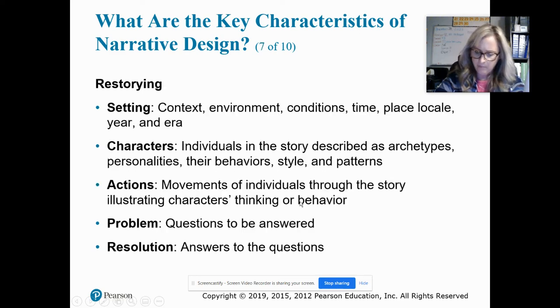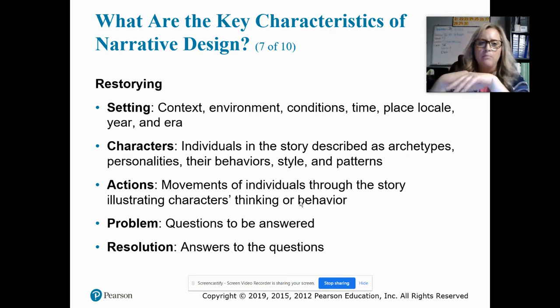Okay. Now, there's different ways that you can organize all of this information, and I'm going to go through two ways with you. So, there's 5 elements used in restoring in this first example. You would have your setting. You need to describe your setting. That's where it was, where did it take place, what time, what year is it, what era, what were the conditions, all of those type of items. So you need to make sure that you're asking those type of questions also.